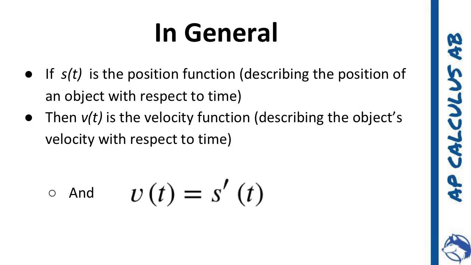And so that brings up the general form of this idea of instantaneous velocity: v of t is the derivative, or s prime of t. It's the derivative of that position function.